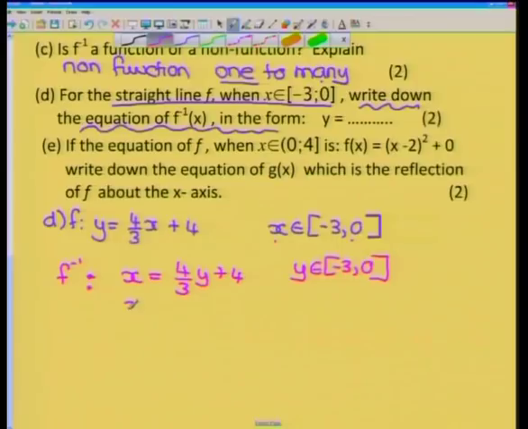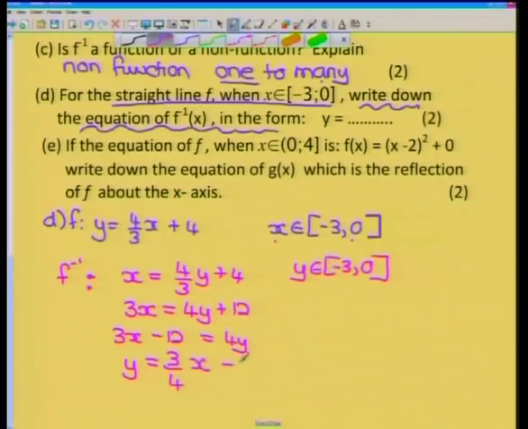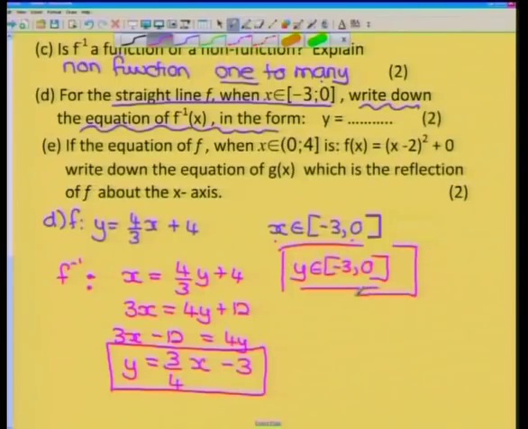Right, now this is not good enough because the question said write it in y form. So to do that, we times through by 3. So 3x is equal to 4y plus 12. And therefore, 4y is equal to 3x minus 12, which means y is going to be 3/4 x minus 12 over 4, which is 3. And that gives me the correct equation with that restriction. So that would be the answer we're looking for, with this new restriction here.